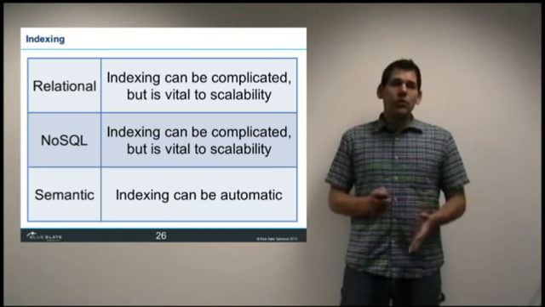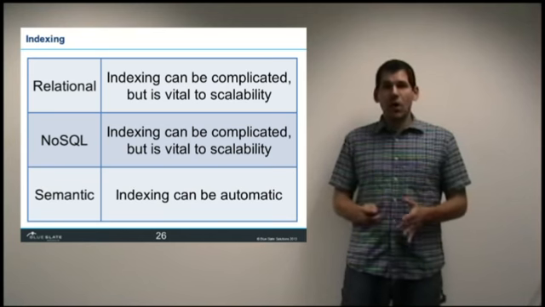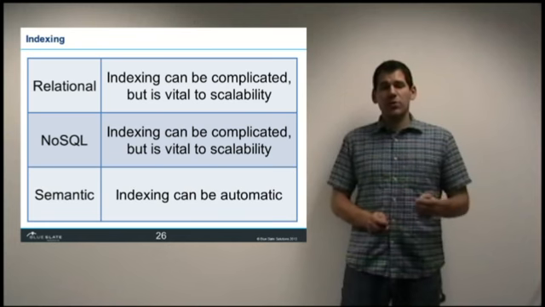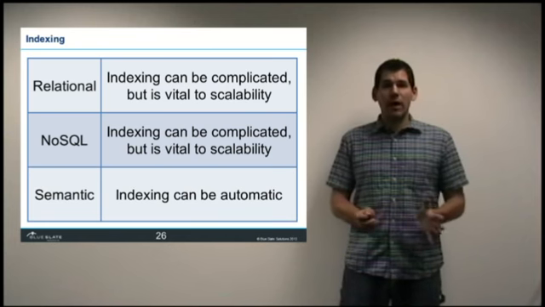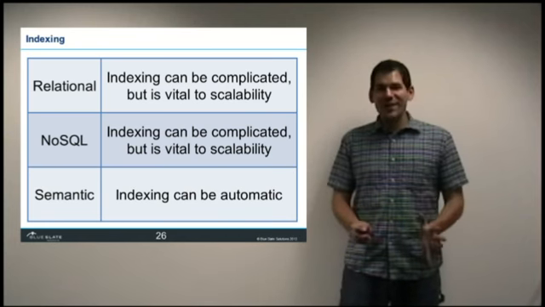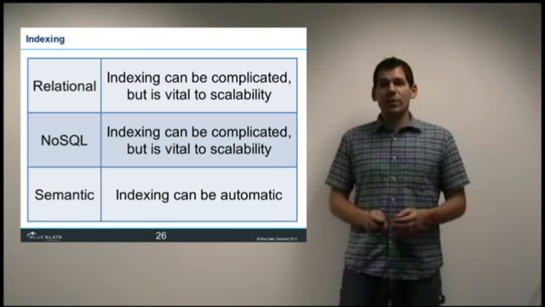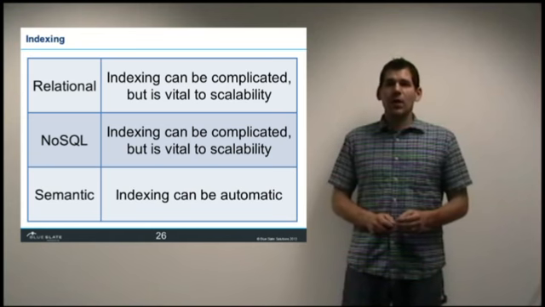With semantic, you can get some indexing automatically. I'm not saying that you can push a button and have all your indexes created right out of the box. That would be great. It's not quite there yet, but some of that indexing complexity can be handled for you.